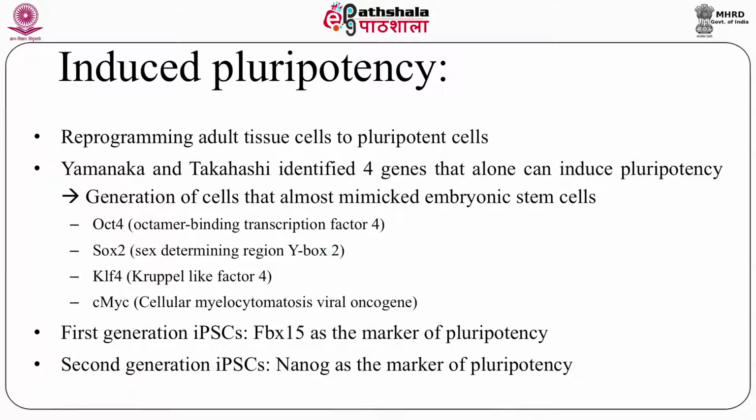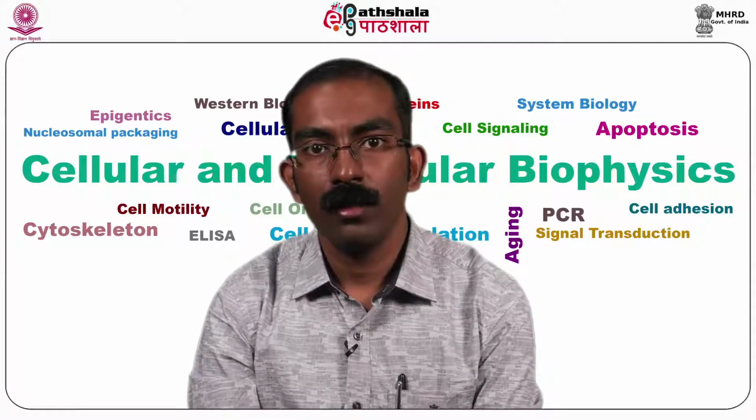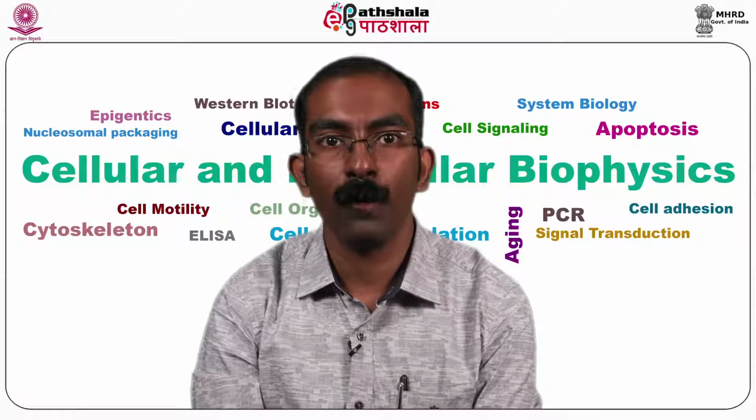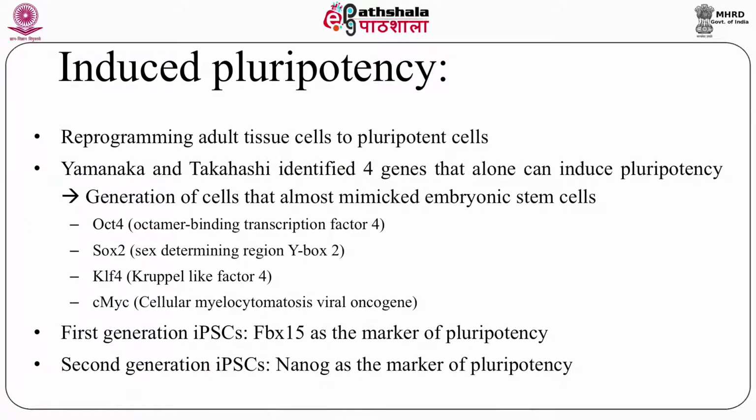Let's now discuss induced pluripotency. Development of an organism is associated with reversible changes in the epigenome. Studies have shown that it is possible to reprogram an adult tissue cell to a pluripotent cell by inducing the expression of various transcription factors. At the turn of the millennium, Yamanaka and Takahashi identified 24 transcription factors that are related to pluripotency, and they screened these factors to eliminate redundant factors. They finally identified 4 genes that alone can induce pluripotency, the genes being OCT4, SOX2, KLF4 and c-MYC.